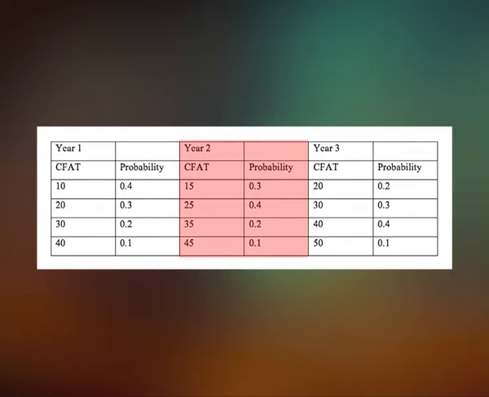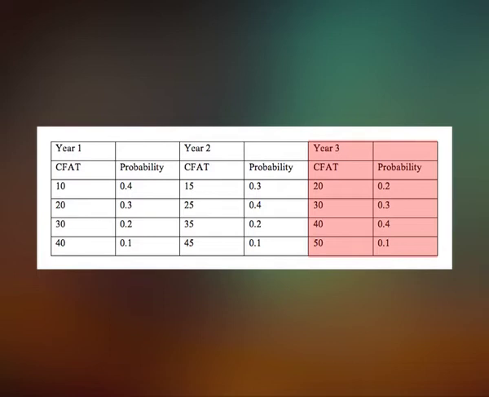For year 2, the cash flow after tax and the probability given are 15, 0.3, 25, 0.4, 35, 0.2, then 45, and the probability is 0.1. For year 3, the cash flow after tax and the probability are given as 20, 0.2, 30, 0.3, 40, 0.4, 50, 0.1.